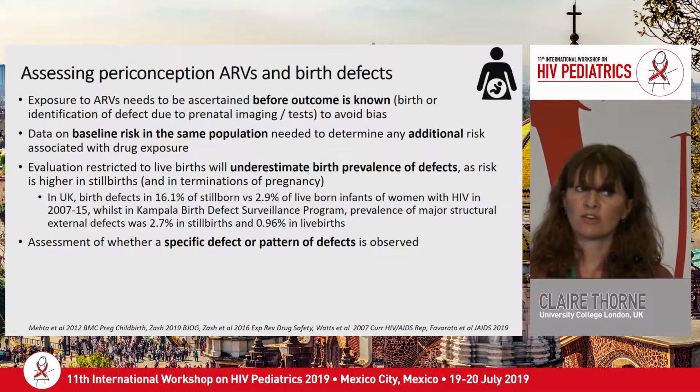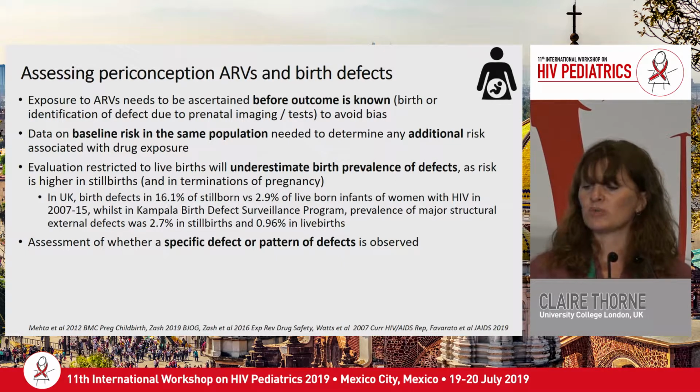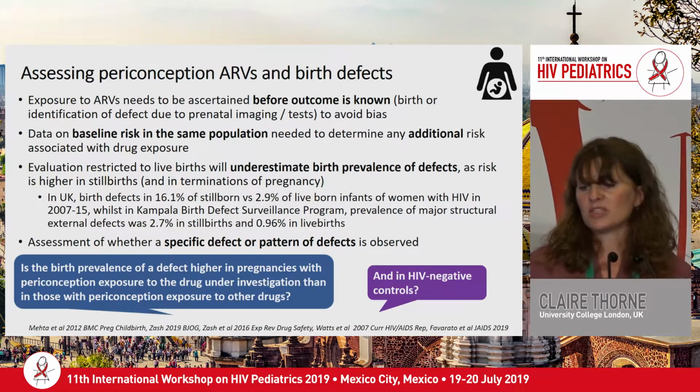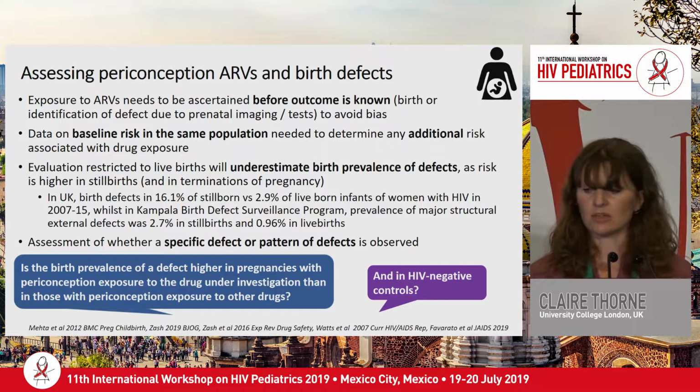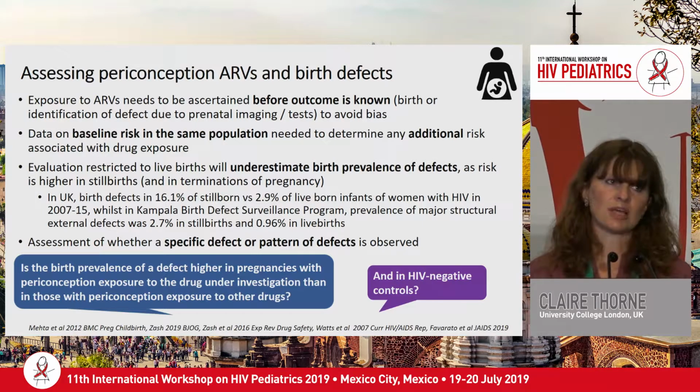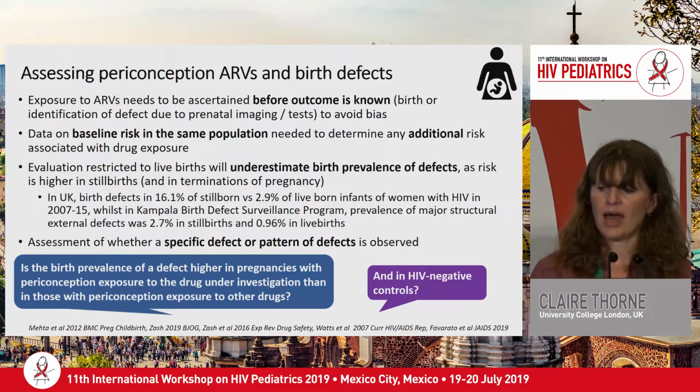And it's also, as I've mentioned already, important to assess whether a specific defect or pattern of defects is observed. So the questions we need to ask are, is the birth prevalence of a defect higher in pregnancies with periconception exposure to the drug in question than in those with periconception exposure to other drugs? And is this also the case in HIV-negative controls?